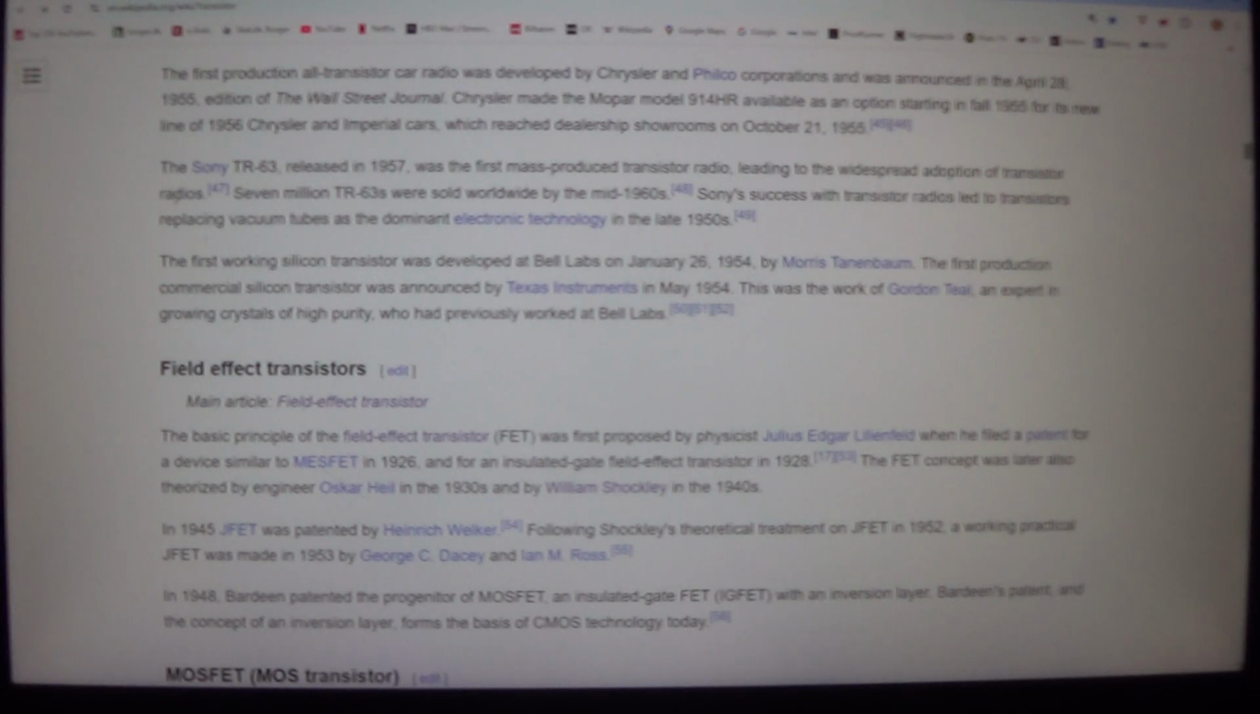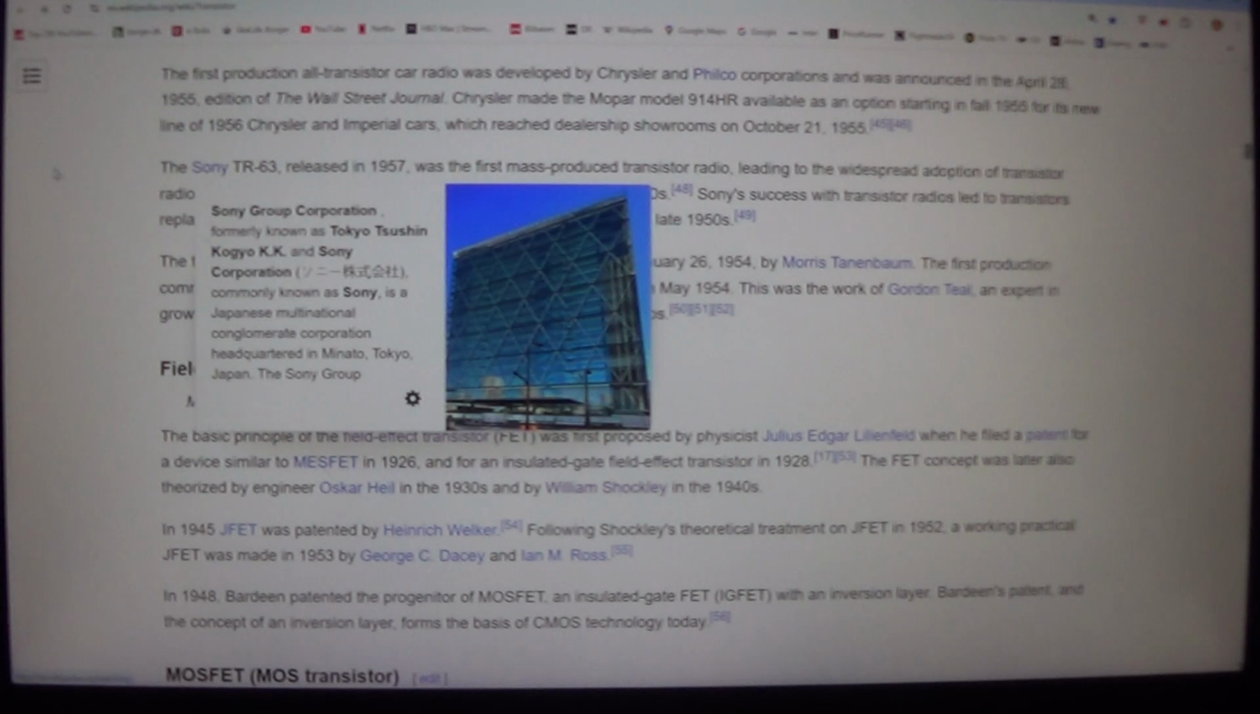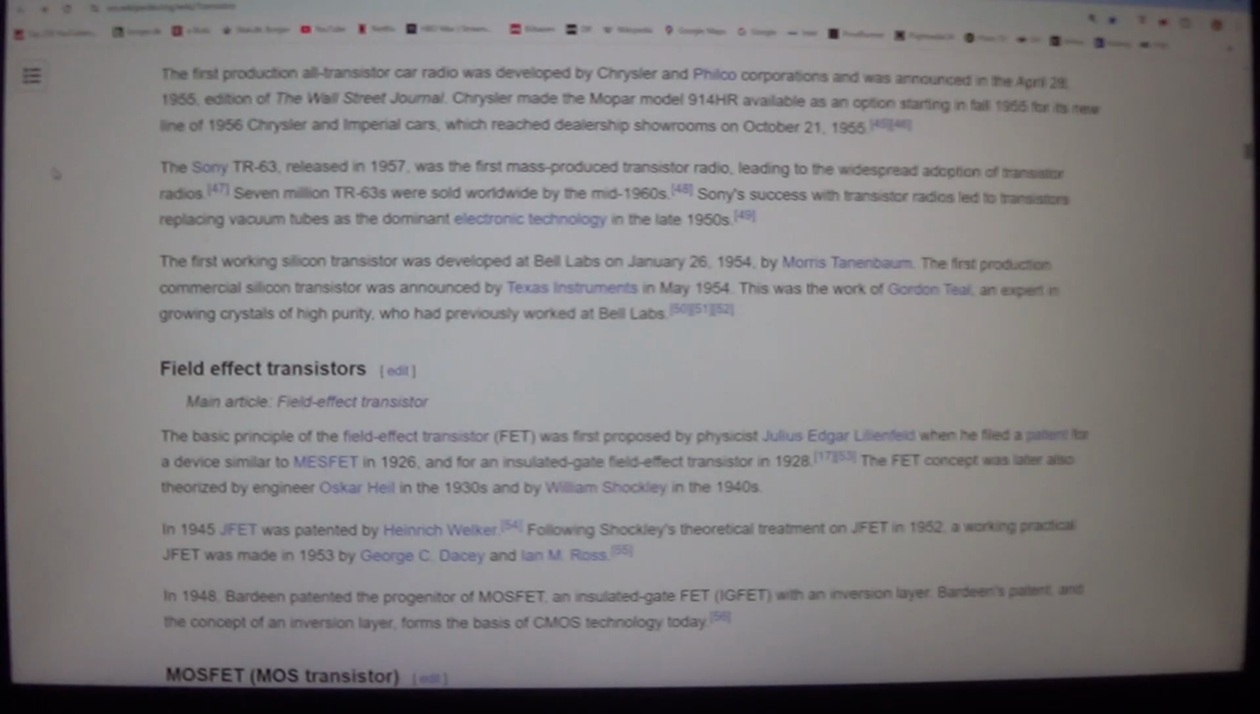The Sony TR-63, released in 1957, was the first mass-produced transistor radio, leading to the widespread adoption of transistor radios. 7 million TR-63s were sold worldwide by the mid-1960s. Sony's success with transistor radios led to transistors replacing vacuum tubes as the dominant electronic technology in the late 1950s.